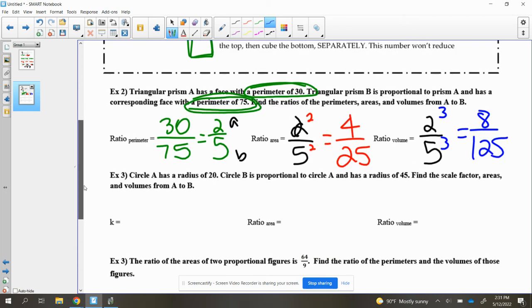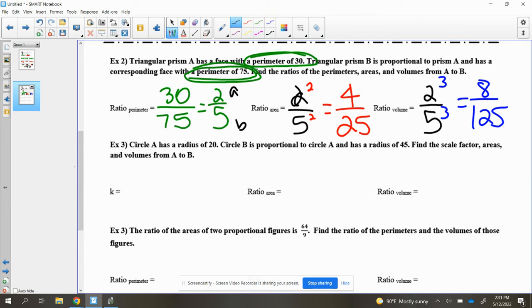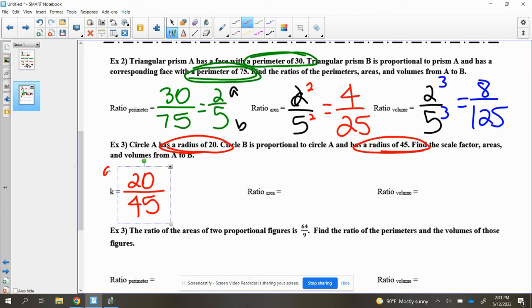Now the next example talks about some circles. One has a radius of 20, the other has a radius of 45. So K, again, is the scale factor, and that, again, is the same thing as saying our A over our B value. And both of these are divisible by 5. 20 divided by 5 is 4. 45 divided by 5 is 9. So again, our A and our B values are 4 and 9.